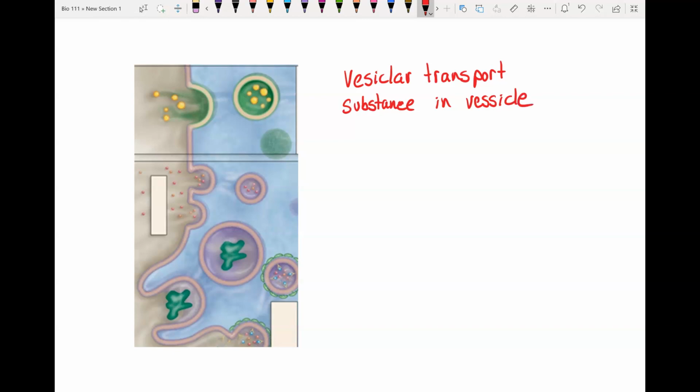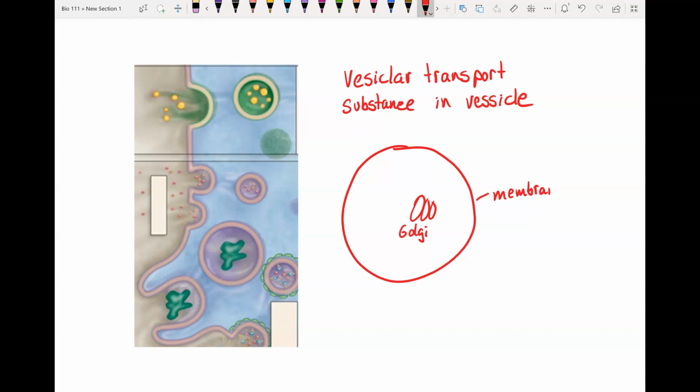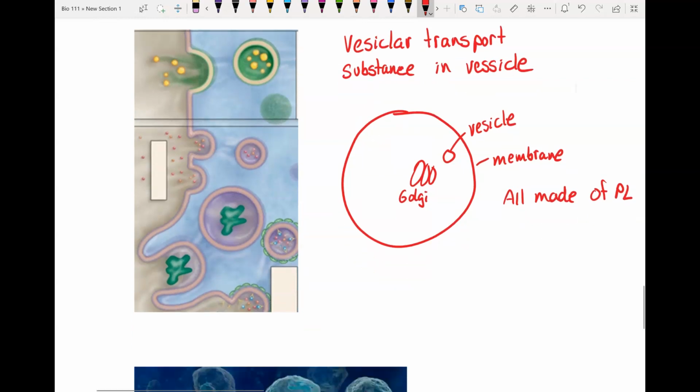So you've already learned about the parts of the cell. You know about the Golgi apparatus. So let's say here is the Golgi. You have also your cell membrane. And let's put a vesicle in here. All three of these things, the Golgi, the vesicle, and the membrane, are all made of phospholipid. So they're made as the same thing of each other. So they can just pinch off and fuse together.